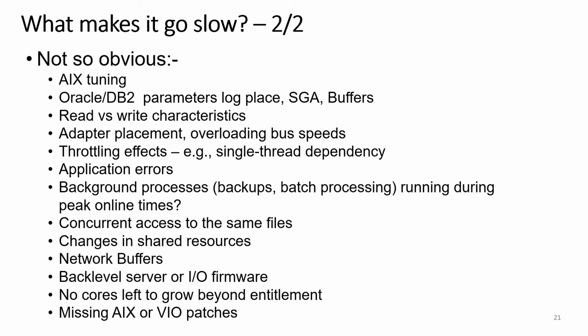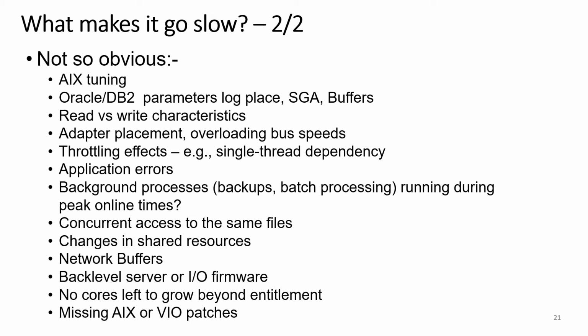There's the not so obvious, actual tuning parameters within AIX. A bunch of things in Oracle and DB2, how they allocate their SGA and their buffers and so on. Read versus write characteristics. Certain disks are really good for high read ratios, but if you have a high write ratio, those disks are not so useful. Even things like adaptive placement can have an impact because you can overload your buses.